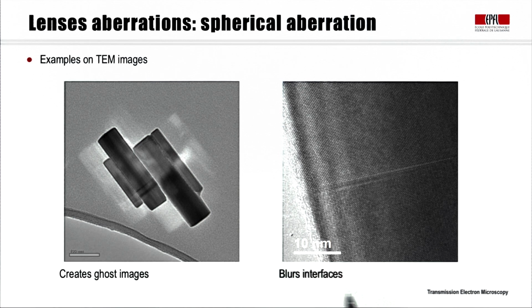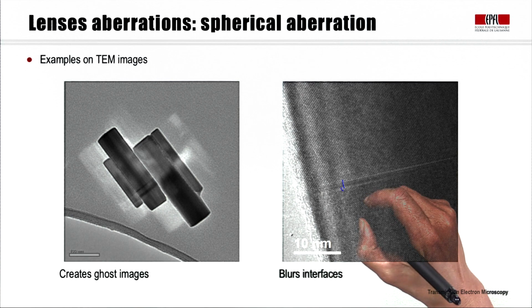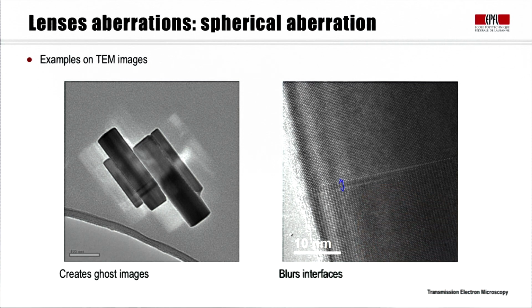It will also blur interfaces. Here we have defects in a crystal, which should be only extending over one atomic layer in this high-resolution image. But if you look at it, you have the feeling that it's extending over 4 or more atomic layers. These two effects are called delocalization. You will see this one in the lecture about imaging with diffraction contrast, and this one will be discussed in the lecture about phase contrast.